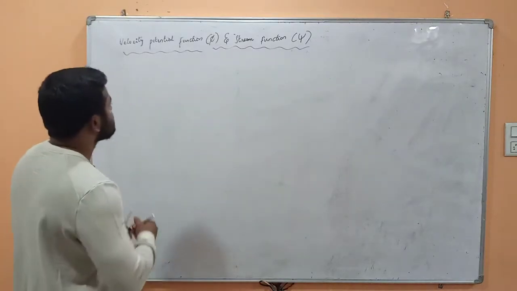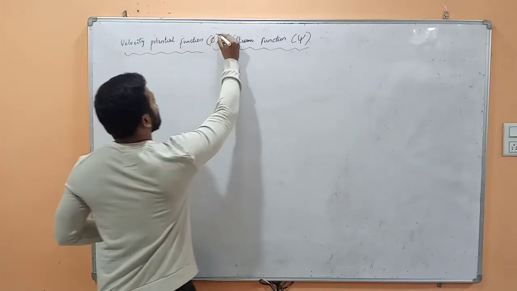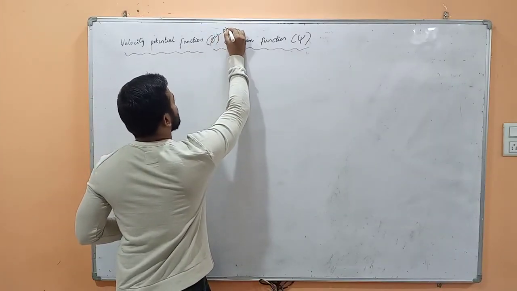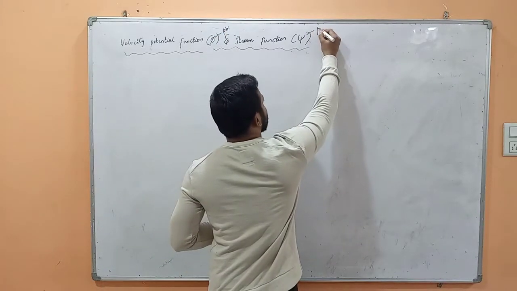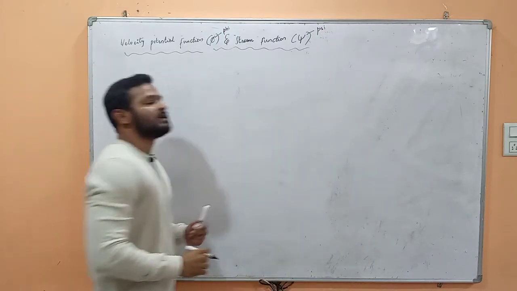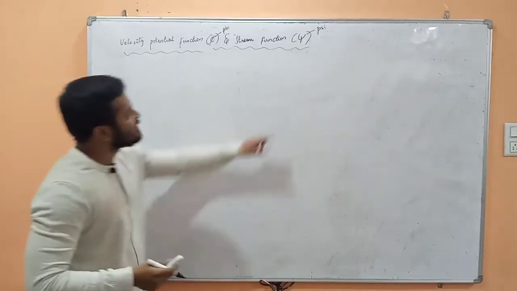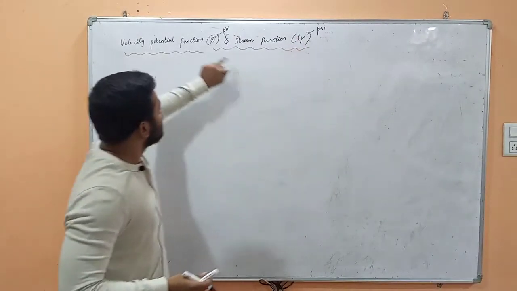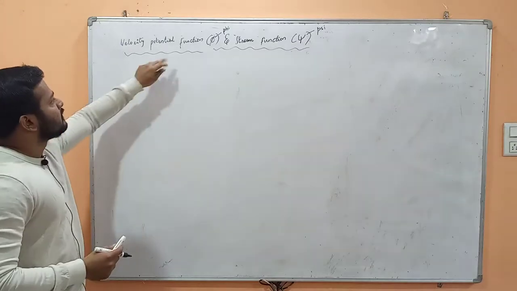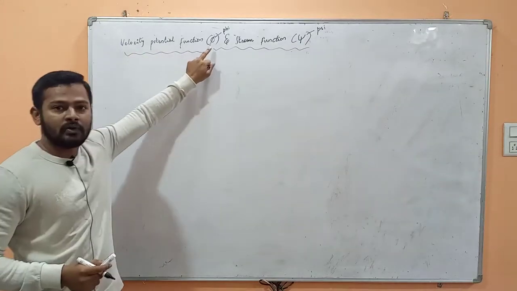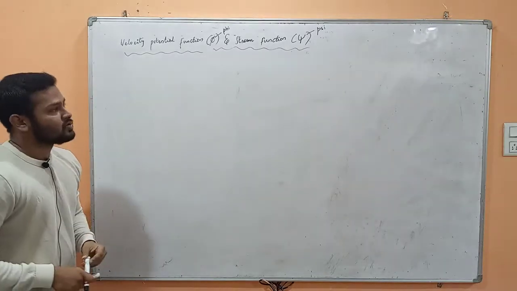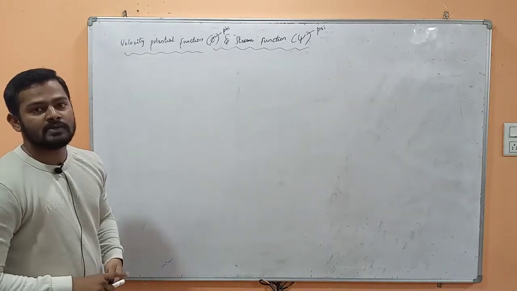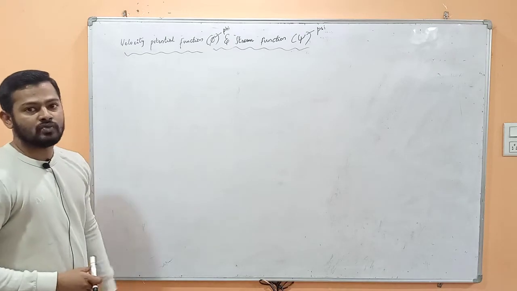So this symbol is called phi, and this symbol is called psi, where p is silent. So it is called psi. This symbol is called psi and this is called phi. So velocity potential function is denoted by symbol phi and stream function is denoted by psi. Basically these functions help us in determining velocities of fluid.